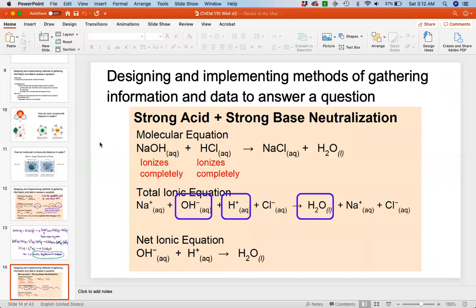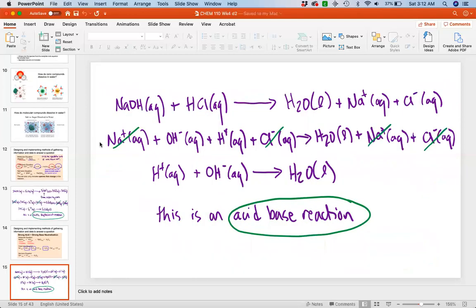So we're going to look at a couple of other examples. We're going to look at an example of a strong acid and a strong base. And here, if we're thinking about how to represent that equation, our strong base is sodium hydroxide, and our strong acid is HCl or hydrochloric acid.